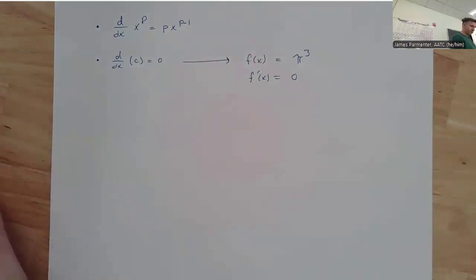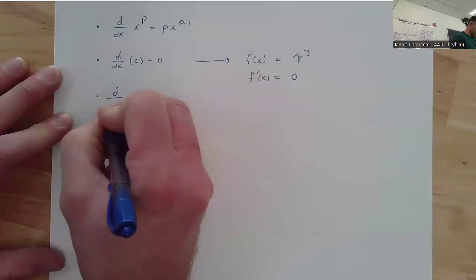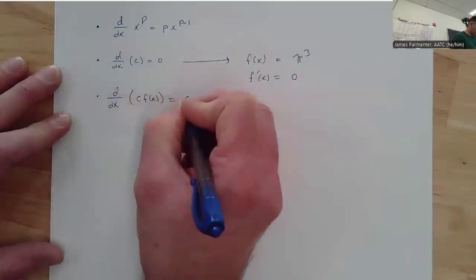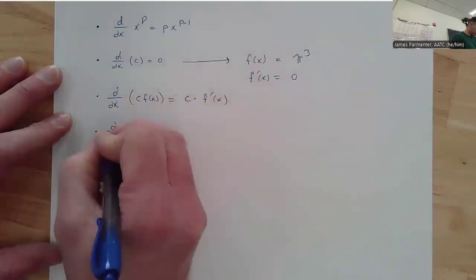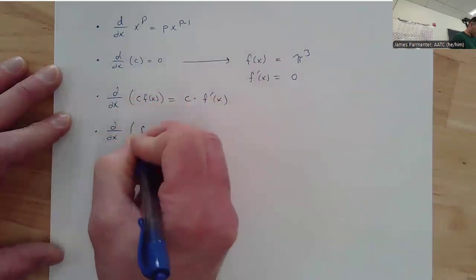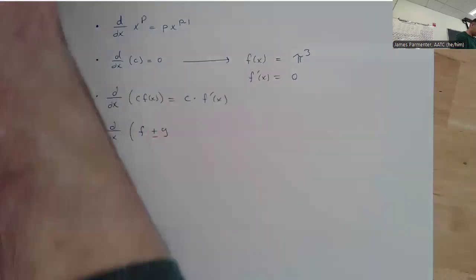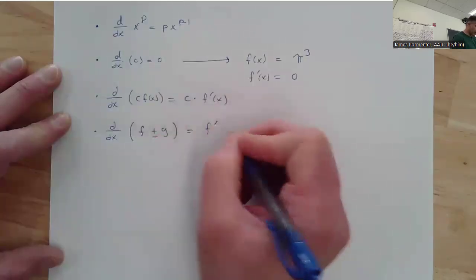But it never changes. And then the other one I mentioned was the derivative of a constant times a function is just the constant times the derivative of the function. And the derivative of the sum or difference of functions is the sum or difference of the derivatives.